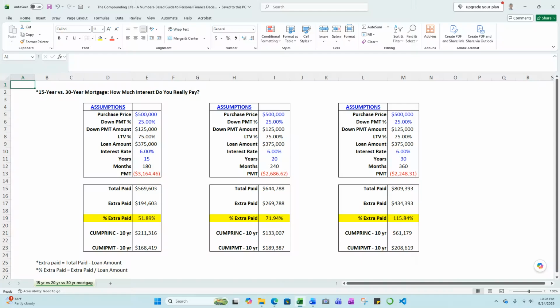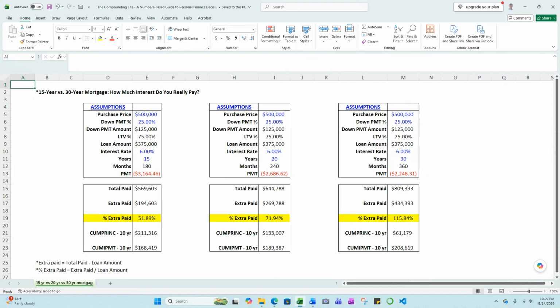In today's video, we're going to continue part of the Compounding Life series on personal finance, investing, and time value of money. Today, we're going to take a closer look at the differences between a 15-year, a 20-year, and a 30-year mortgage, walk through some assumptions with those respective loans, and then talk about the total amount paid, the extra amount paid, extra paid as a percentage, and then the total amount of principal and interest paid over the first 10 years of those loans, respectively, in each of the three scenarios.